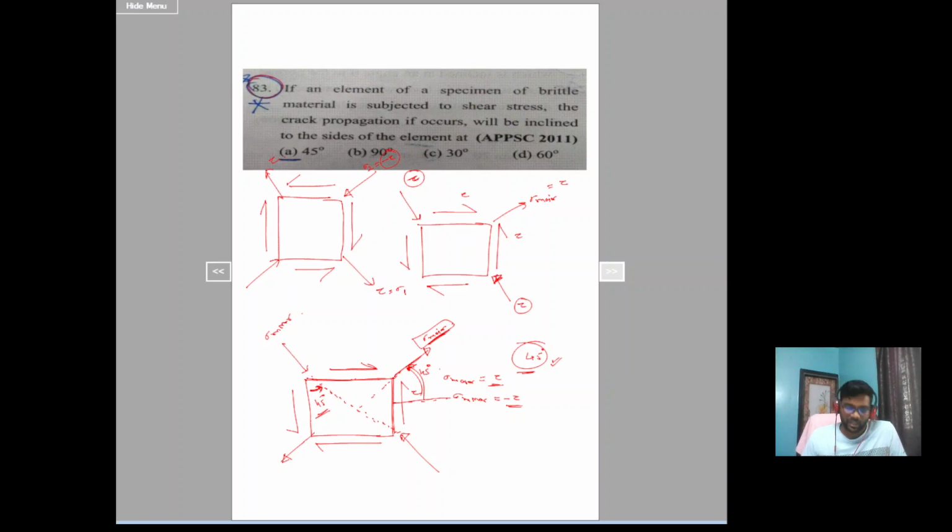Why are we taking only the maximum tensile stress plane? Because a brittle material will fail due to tension. If you take mild steel, which is ductile in nature, it will fail due to shear.